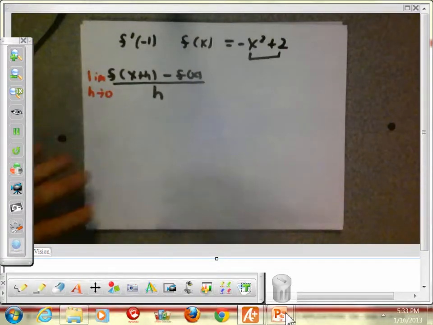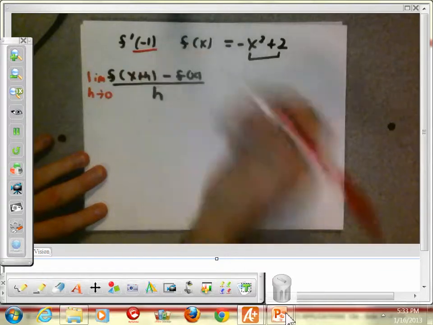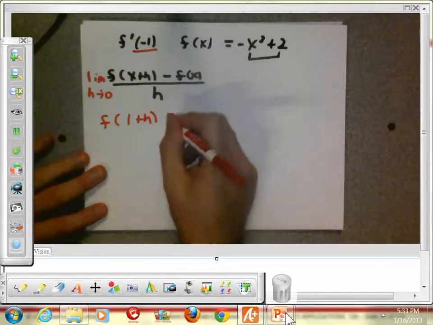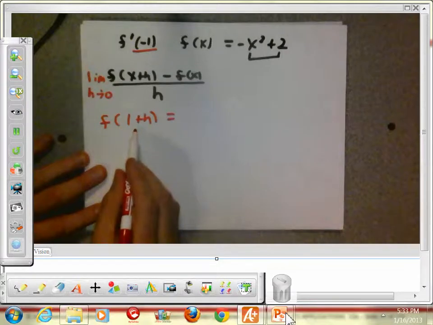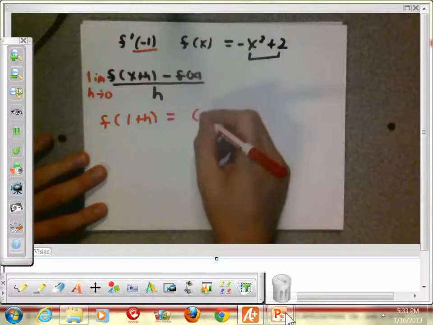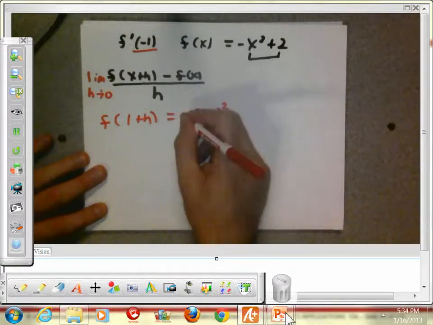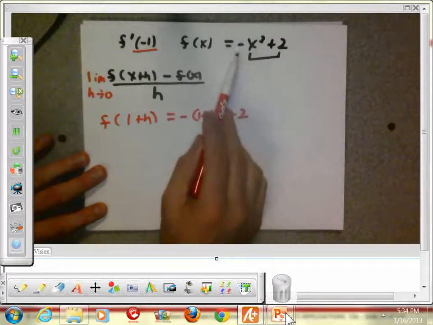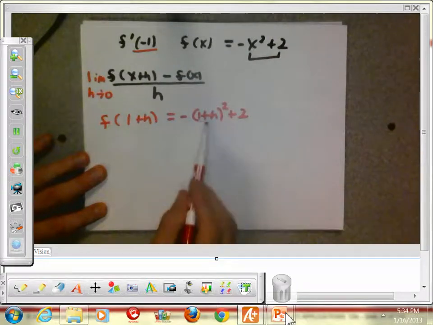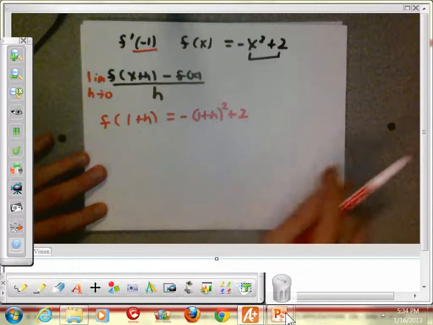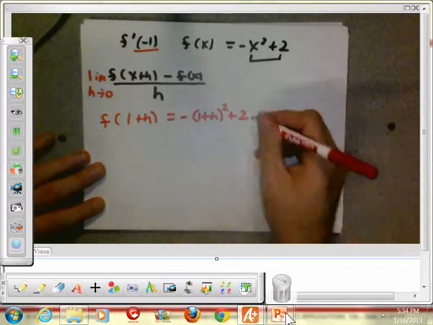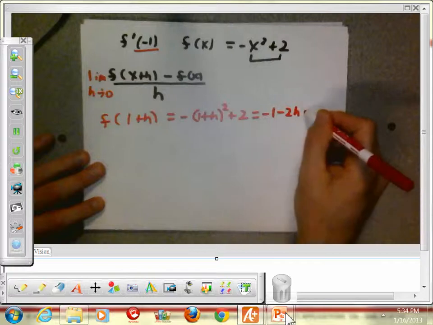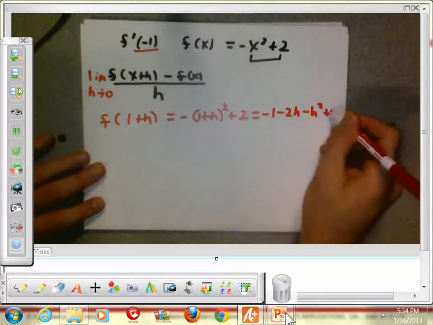So for this problem, we know that x is equal to -1. So f of -1 plus h is going to be equal to, well, this says square whatever is in parentheses, multiply by -1 and add 2. So 1 plus h is in parentheses, I square it, multiply it by -1 and add 2. If I FOIL this term, it's going to be -1 minus 2h minus h squared plus 2. Okay?